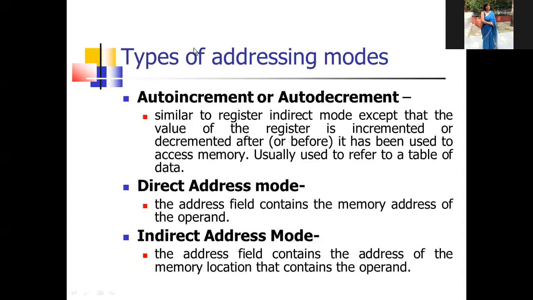Now I am coming to the direct addressing mode that you have already done. I have already shown you 2 slides of this. In direct addressing, the address field directly contains the memory address of the operand in order to locate its value. In indirect addressing mode, the address field contains the address of the memory location that contains the operand. Means indirectly you get access to the data stored in the memory, after 2 memory reference instructions.